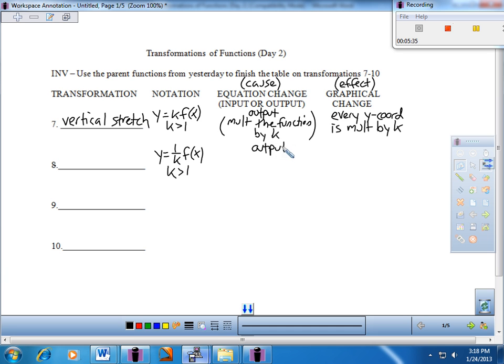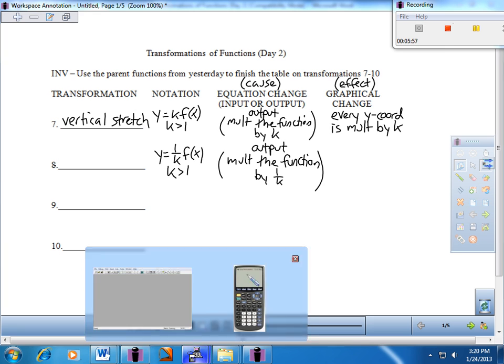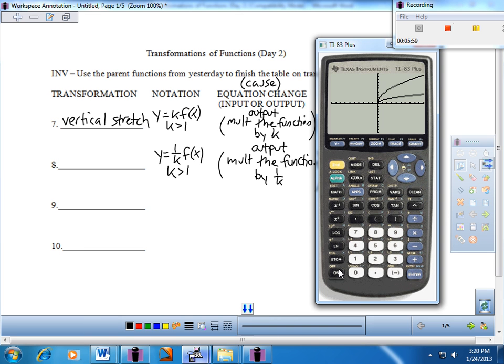It is definitely an output change. No doubts about that. And the only difference is I'm going to multiply the function by 1 over k. So that's all. That's the only subtle difference there. And what does that do? Well, let's see if we can put that together. So bring that calculator up, and let's go ahead and perform this transformation using my notation and my verbal description.